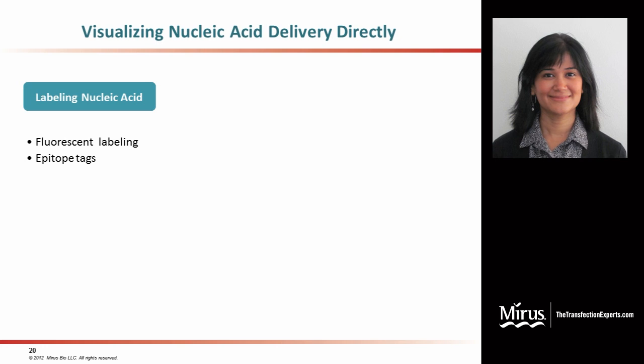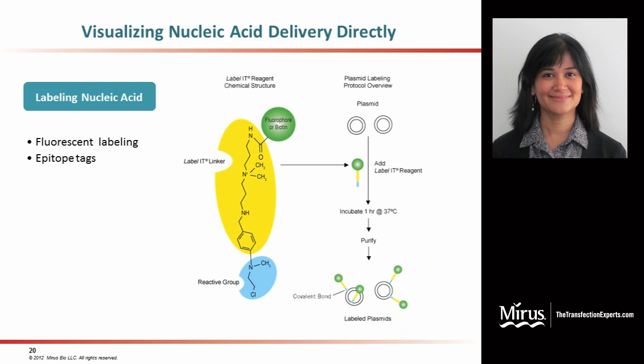This can be done easily by using technologies such as our Label IT reagents, which are covalent linkers that attach to the DNA molecule with either fluorescent moieties such as Cy dyes, fluorescein, rhodamine, etc., or non-fluorescent tags such as biotin and DNP. The labeling protocol is very simple: you take your transfected plasmid or any other nucleic acid, add the Label IT reagent to it, and incubate for 1 hour at 37 degrees Celsius.